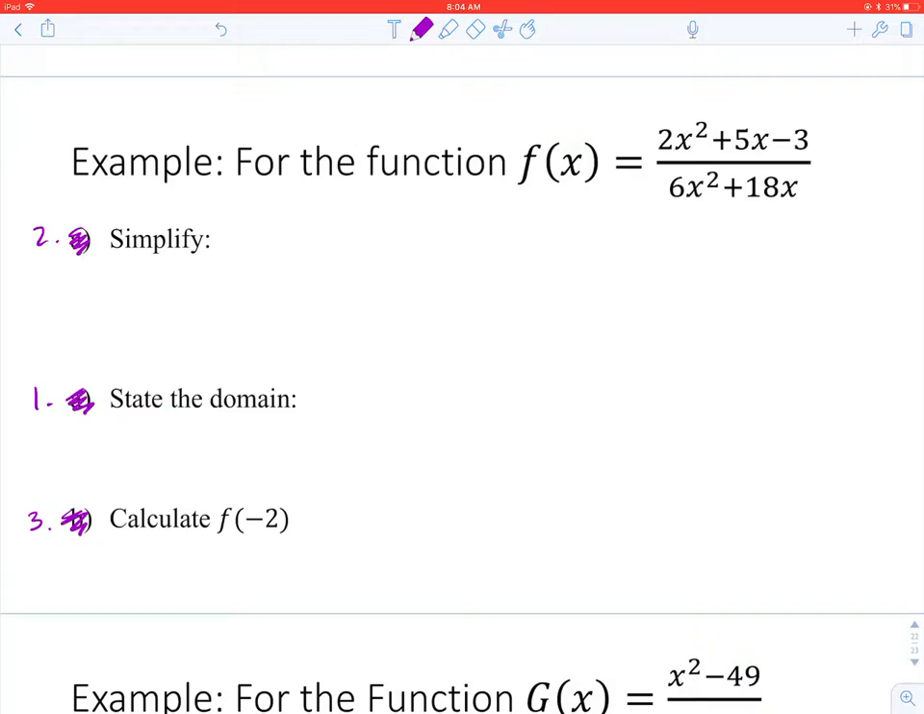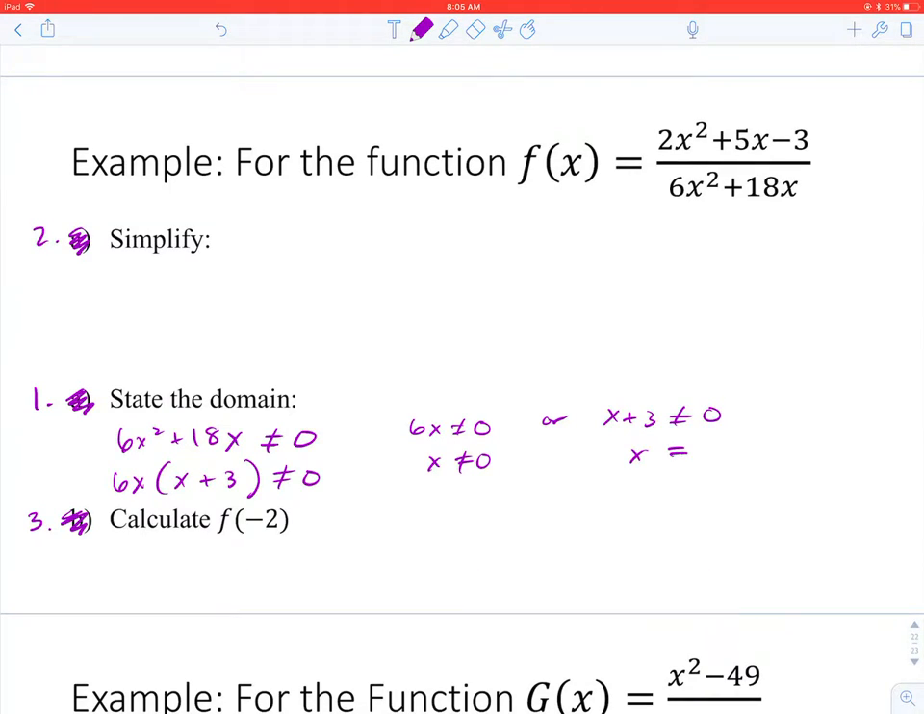Okay, so let's look at domain restrictions first. 6x squared plus 18x, the denominator, cannot be equal to 0. I'm going to factor out the GCF of 6x. Okay, so we can see that 6x cannot be equal to 0, so x cannot be equal to 0, or x plus 3 cannot be equal to 0. x cannot be equal to -3.